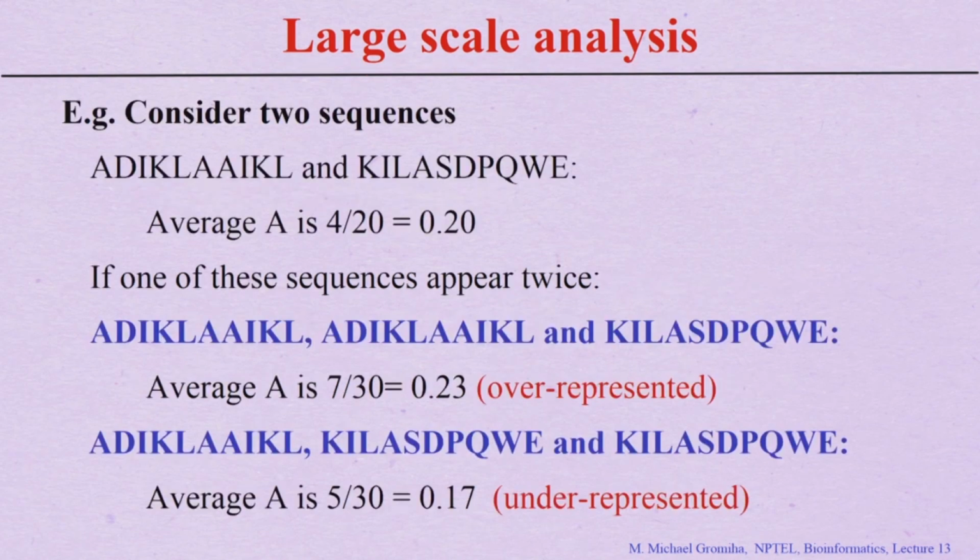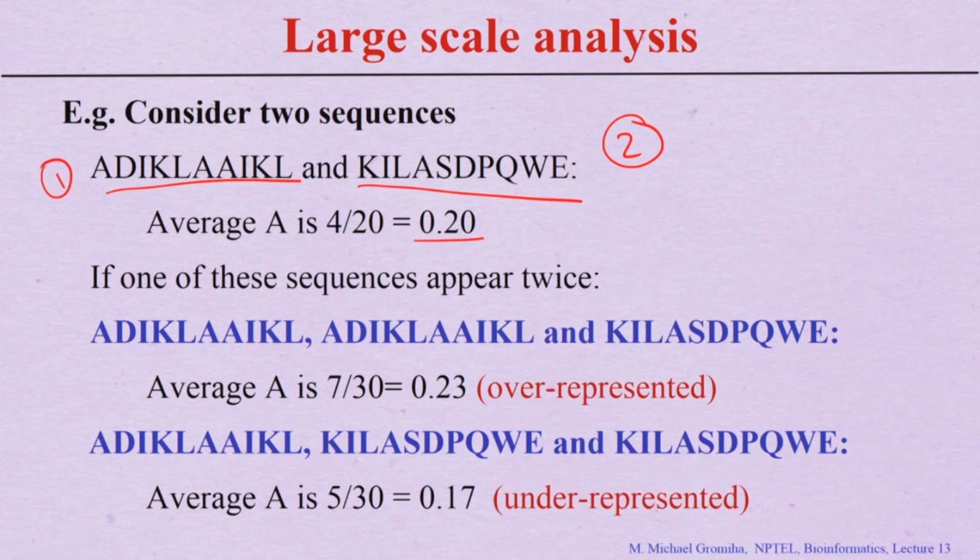For example, here I have two sequences. This is one sequence, sequence 1, and here you go, another sequence, sequence 2. If we take these two sequences, what is the amino acid composition for alanine? Total here 10 residues, here 10 residues, total 20 residues. How many alanines? 1, 2, 3, 4. So, 4 by 20 is equal to 0.20.